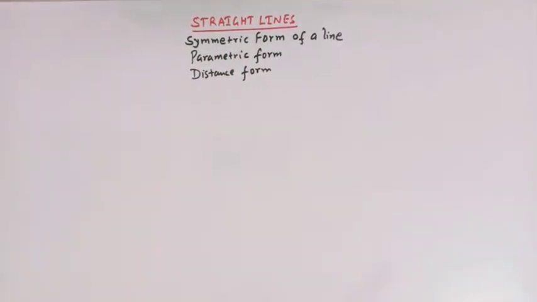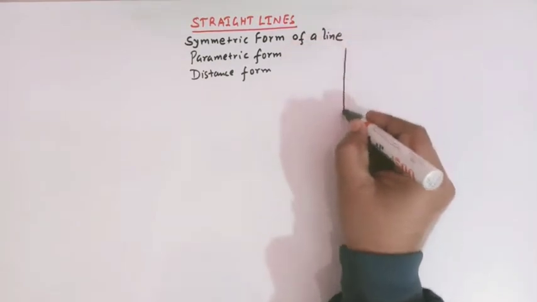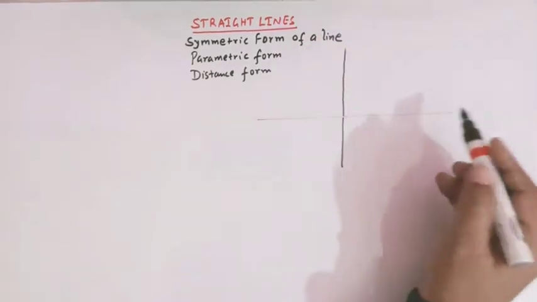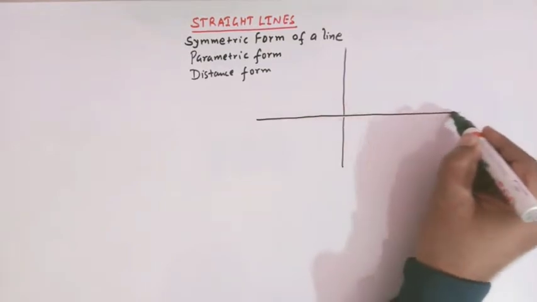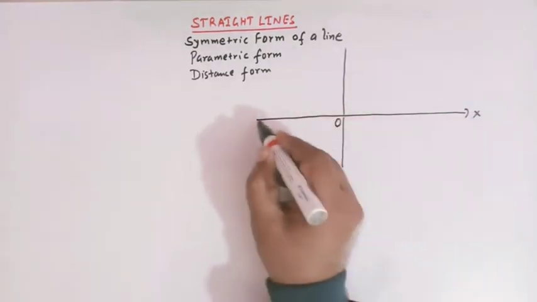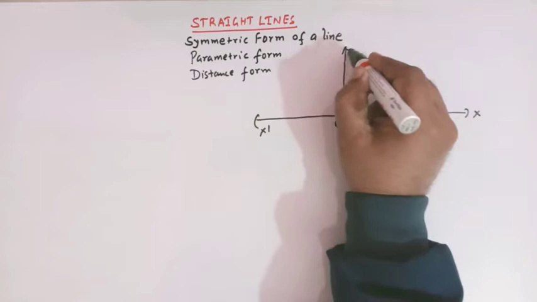So let us start and derive the symmetric form of a line. Here we'll also see the importance of the equation of a straight line expressed in the symmetric form. For this, let us first consider the coordinate axes. So here we have the x-axis and y-axis.